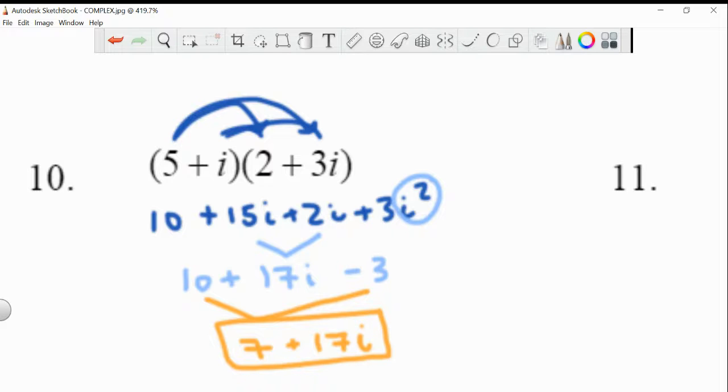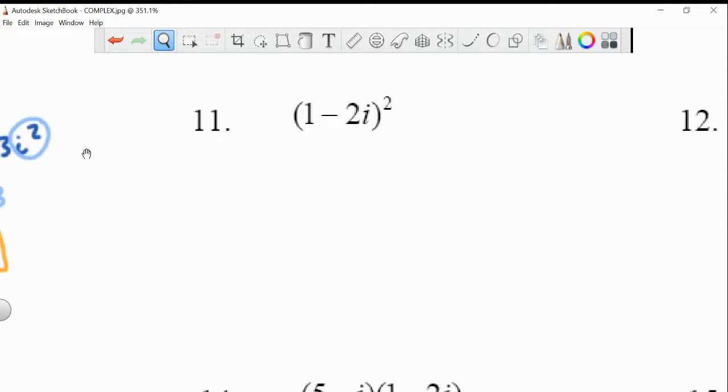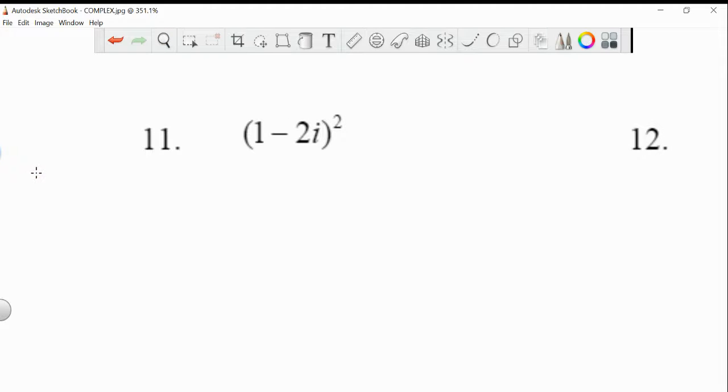So it's the exact same formulaic process that we used on the last question. It looks very, very similar. We combine the middle two, we swap out the i squared, and we go from there. You guys feeling good? Any questions? Okay, cool.